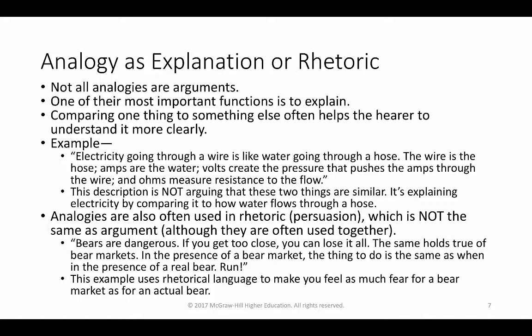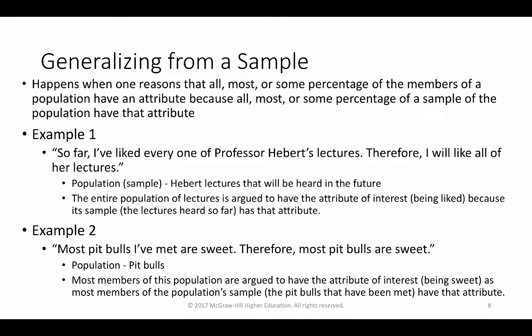So when you see analogies, look to see if they're being used as evidence for something, or as an explanation of something, or to persuade you of something. One of the hallmarks of an analogical argument is that it often generalizes from a sample. What this means is that you contend that because a certain percentage of a population that you're talking about has a particular attribute, the population as a whole has that attribute in a similar percentage. Now, by population, we mean any identifiable group of things.